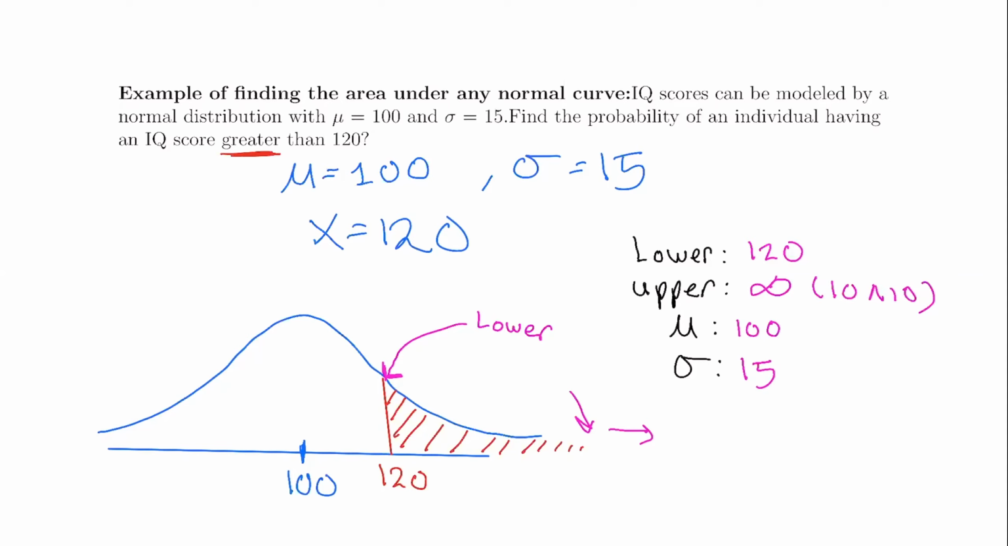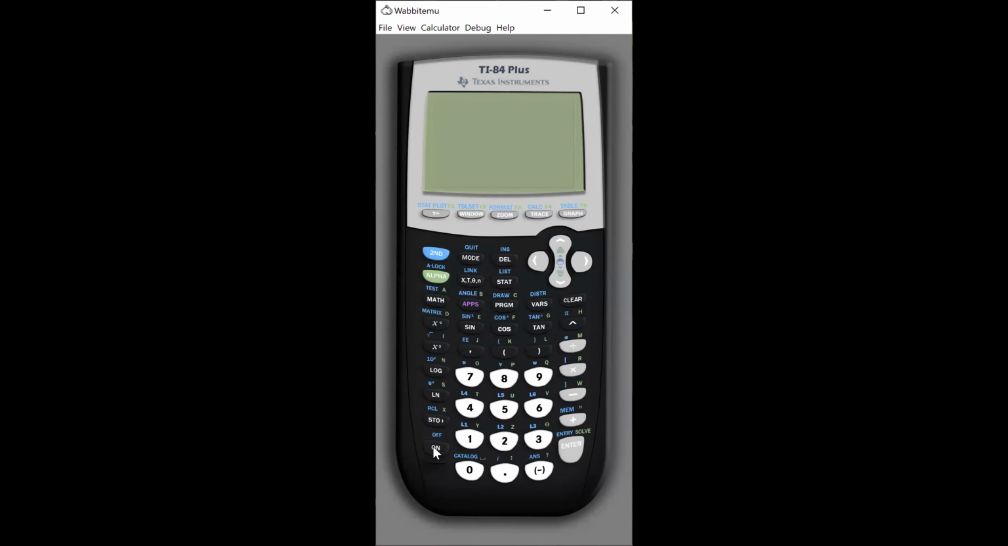Up next, we're going to go to the calculator. Let me share my calculator and turn it on. You want to hit the second button, the blue button all the way on top. You know you hit it because now I have the arrow pointing up. Now press VARS, and number 2 says normal CDF.